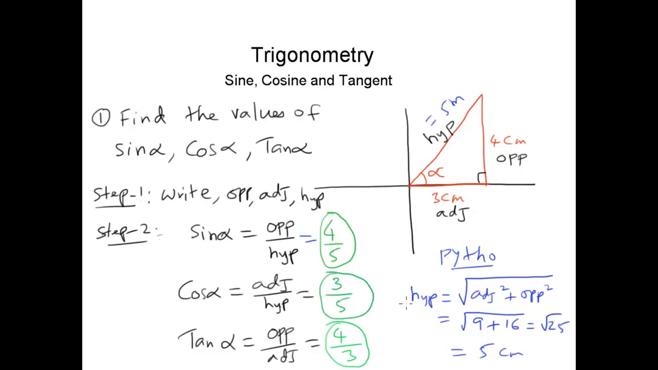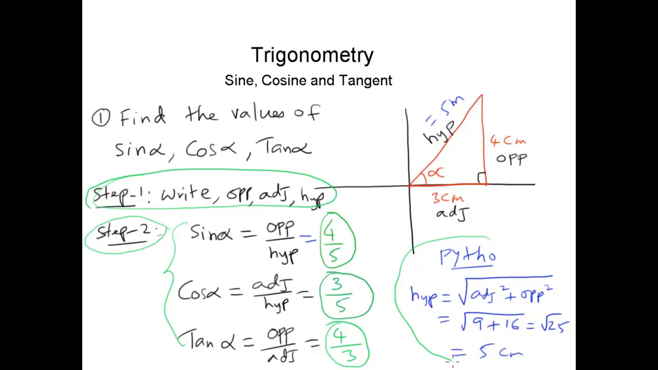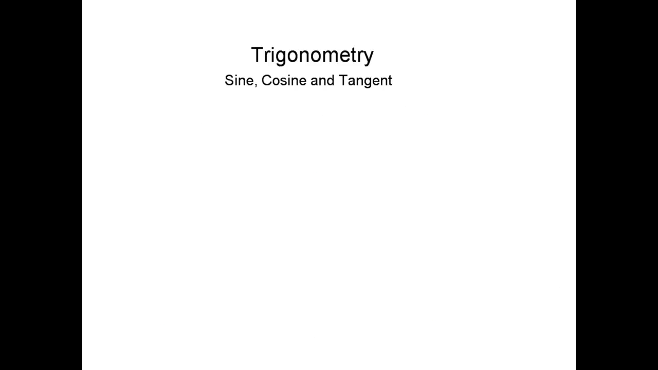So this is how you find the values of sine, cosine, and tangent, right? First step is to write what are the opposite, adjacent, hypotenuse sides, and then put your definitions and then find each one of them. And don't forget the Pythagoras theorem. That is also a very good one where you can find your hypotenuse. Let's do one more example question. Let's do the next practice question.